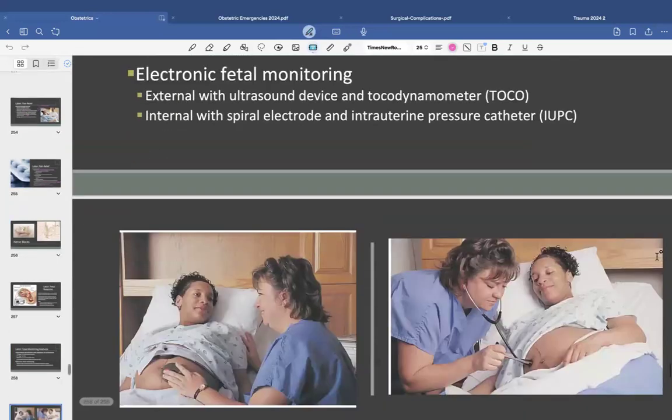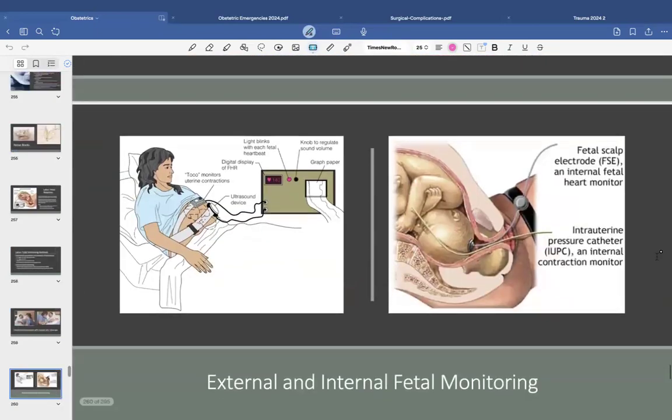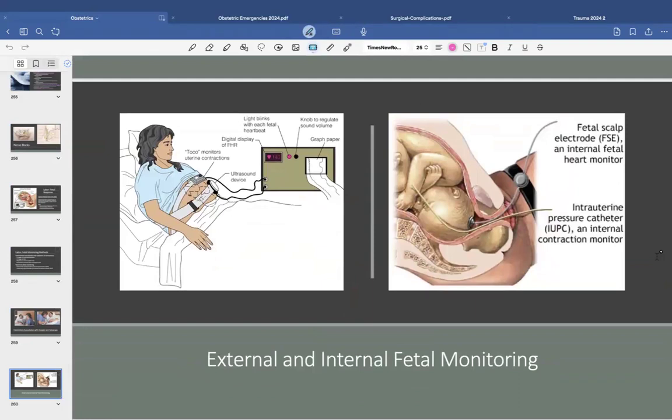So that is an example of a nurse doing the intermittent auscultation with the Doppler and the fetoscope. These are more examples, the external and internal fetal monitoring. The first one, you can see a belt wrapped around mom's abdomen. One belt uses a Doppler to detect the fetal heart rate, and the other belt measures the length of the contractions and the time between. If you've never seen someone in labor, you might have seen someone in labor on TV, and you see that monitor and then pulling out the strip and looking at the number of contractions and the heart rate dropping.